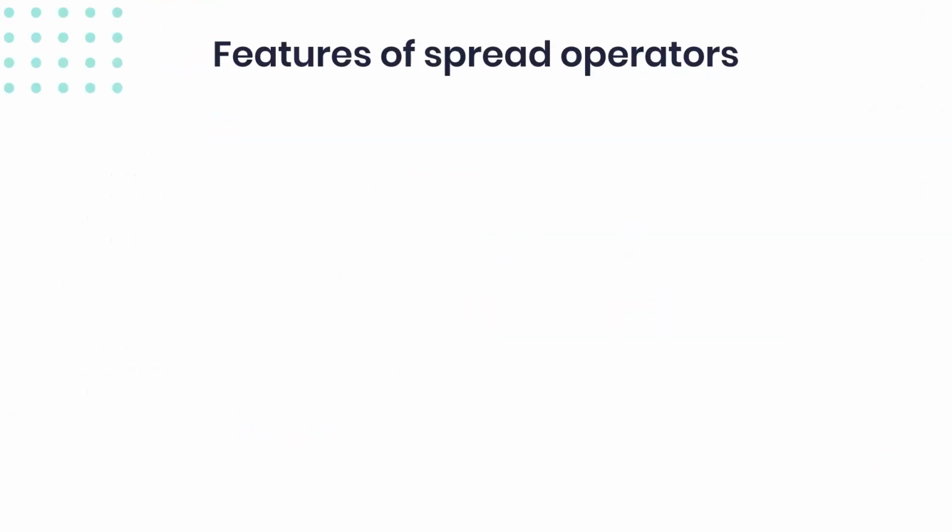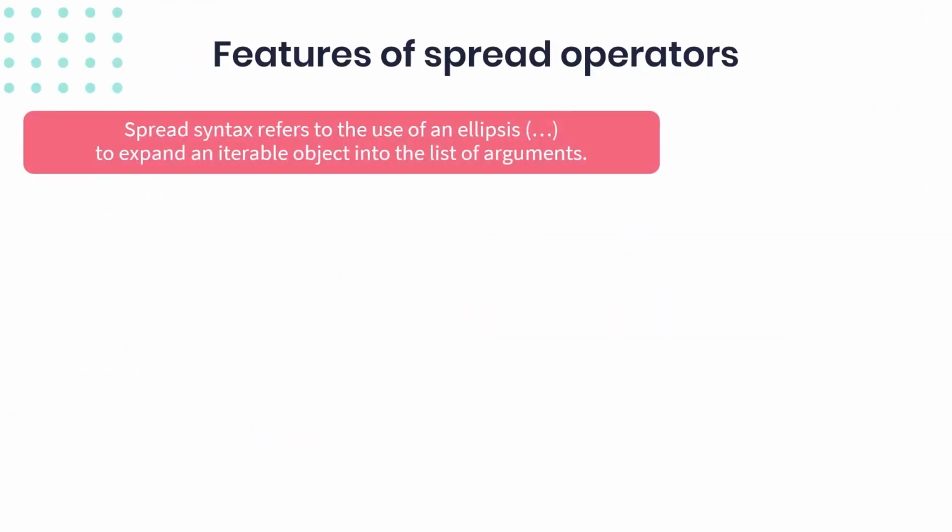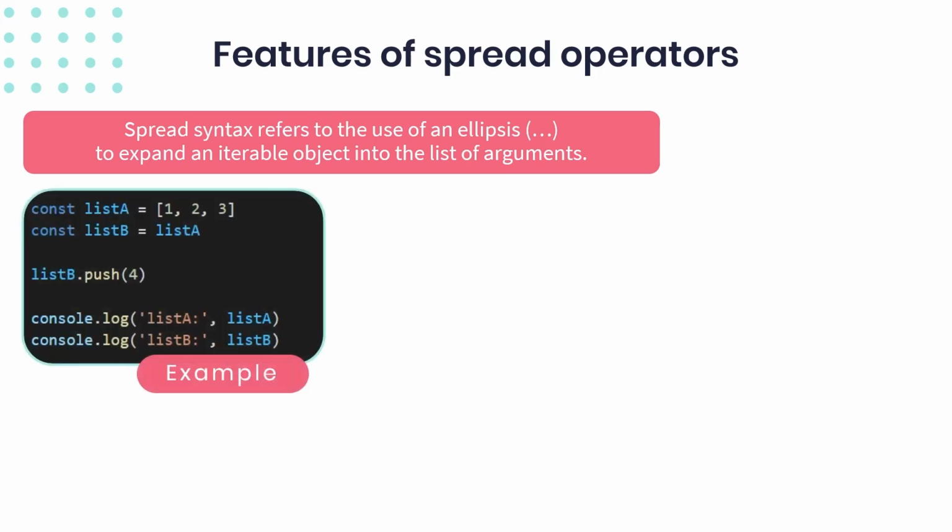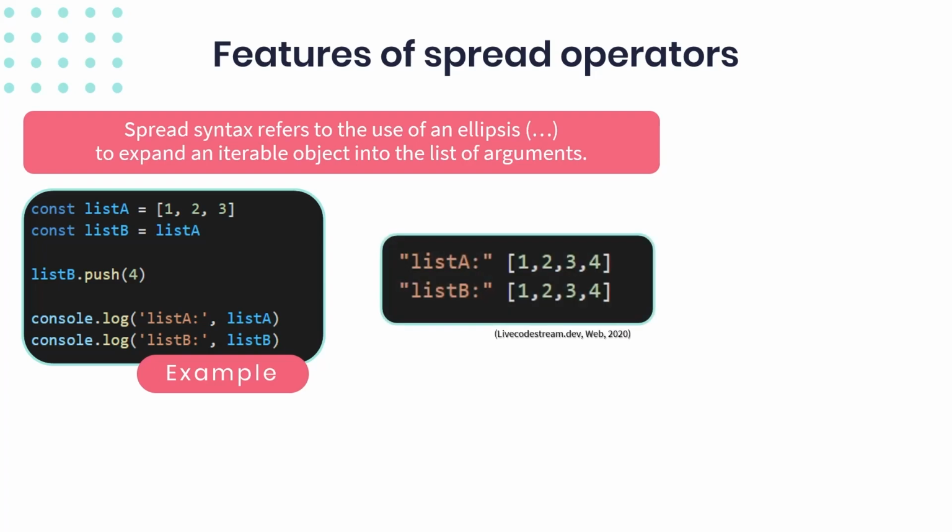In JavaScript, spread syntax refers to the use of an ellipsis, which is three dots, to expand an iterable object into the list of arguments. If we have a look at this example, we created list A with three values, 1, 2, and 3, and then we defined list B and assigned its values to be equal to list A. After that, we added 4 to list B using the push method, and we console log the two lists. The output is the following.